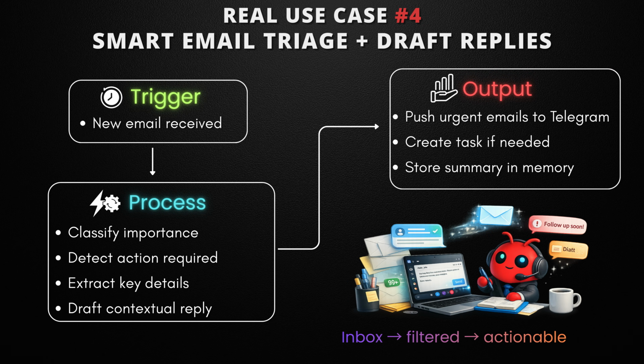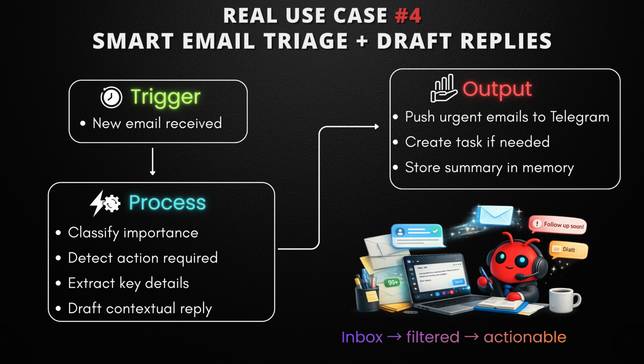Let's switch domains a bit. Imagine your email inbox no longer being a constant distraction. Every time a new email arrives, your OpenClaw agent classifies it. It determines whether it's urgent, informational, or ignorable. If action is required, it extracts the relevant details and can even draft a contextual reply based on previous conversations. If it's urgent, it forwards a summary to Telegram so you see it instantly. If it requires work, it creates a task automatically.